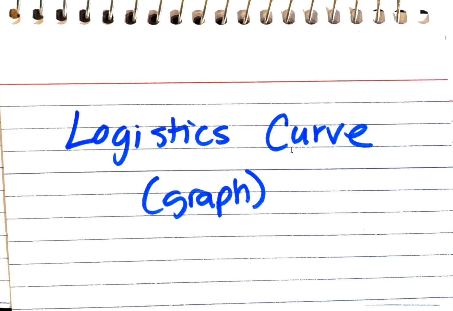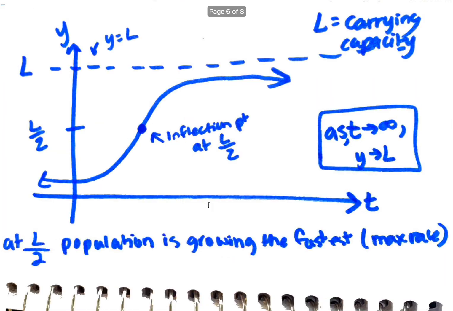The logistics curve. This is a graphic overview, in which you can see the graph has an L, which is the upper limit, the carrying capacity. This is also acting as a horizontal asymptote, and in the middle, where the concavity changes, is L over 2. This is the inflection point, which is at L over 2.